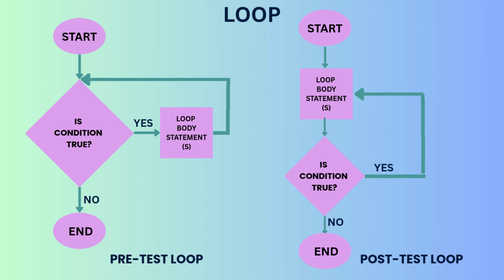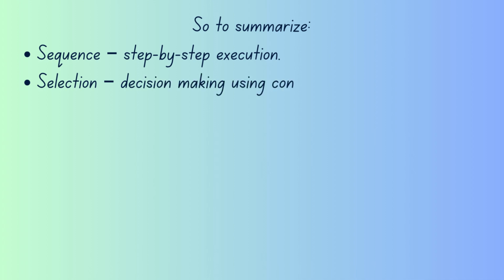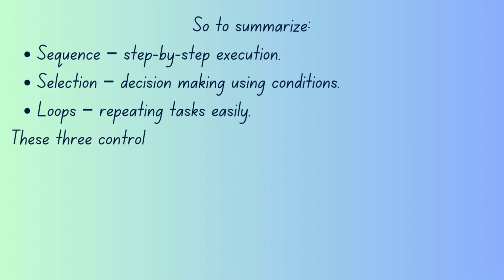Some loops check the condition before running, called pre-test loops, while others check the condition after running once, called post-test loops. So to summarize: sequence, step-by-step execution. Selection, decision-making using conditions. Loops, repeating tasks easily.